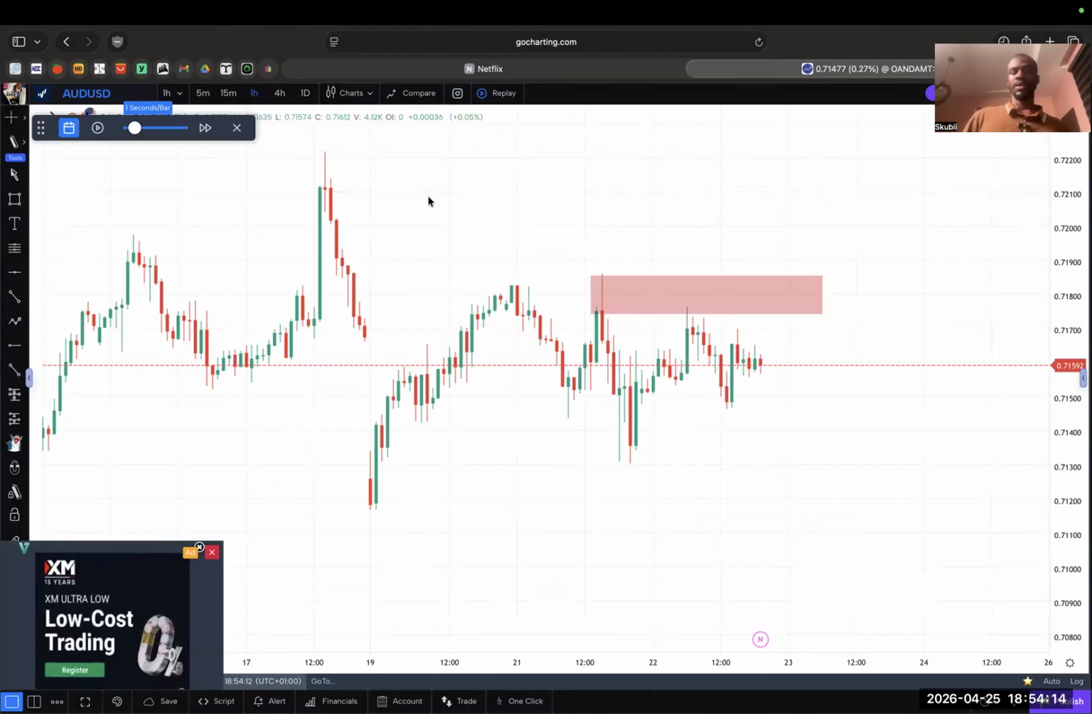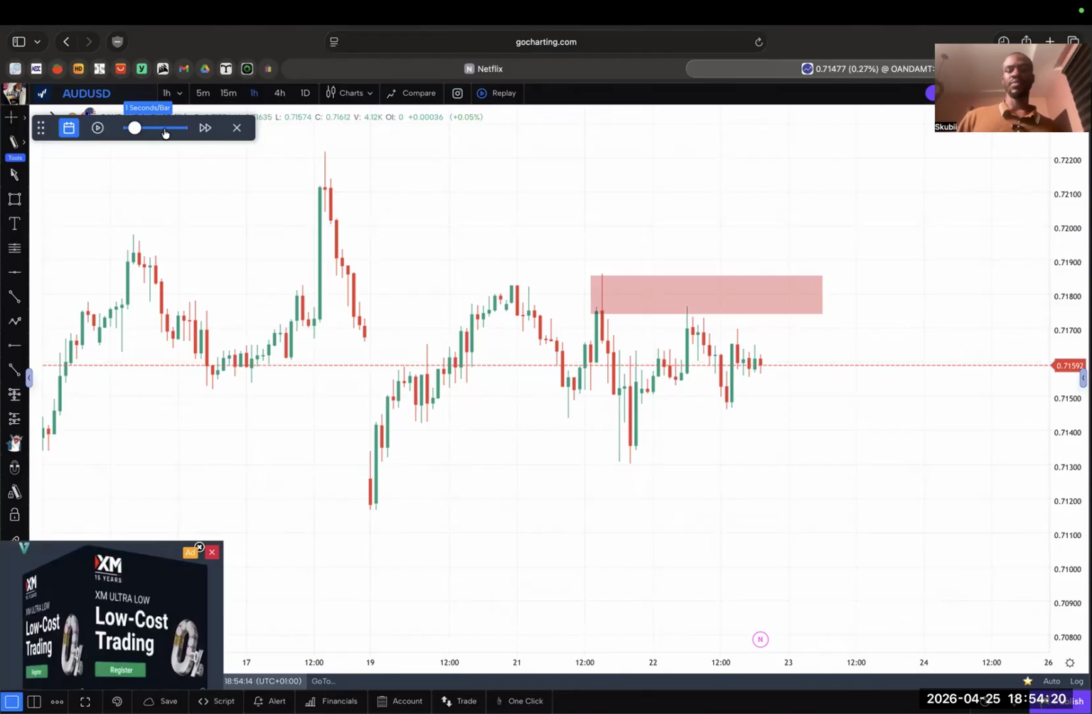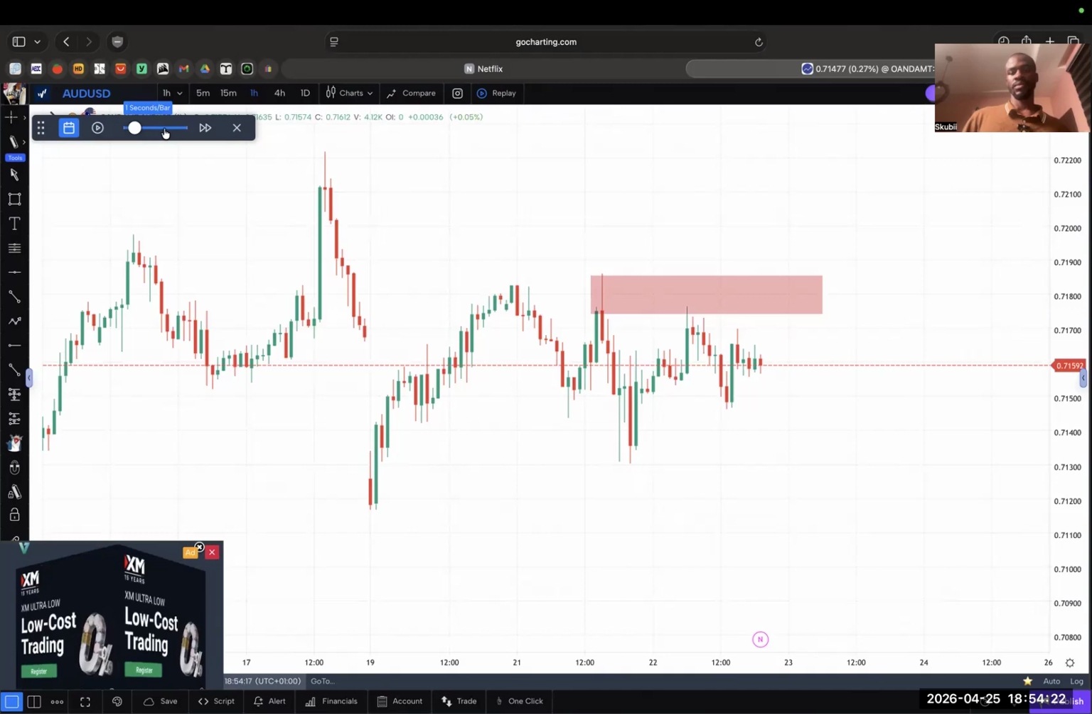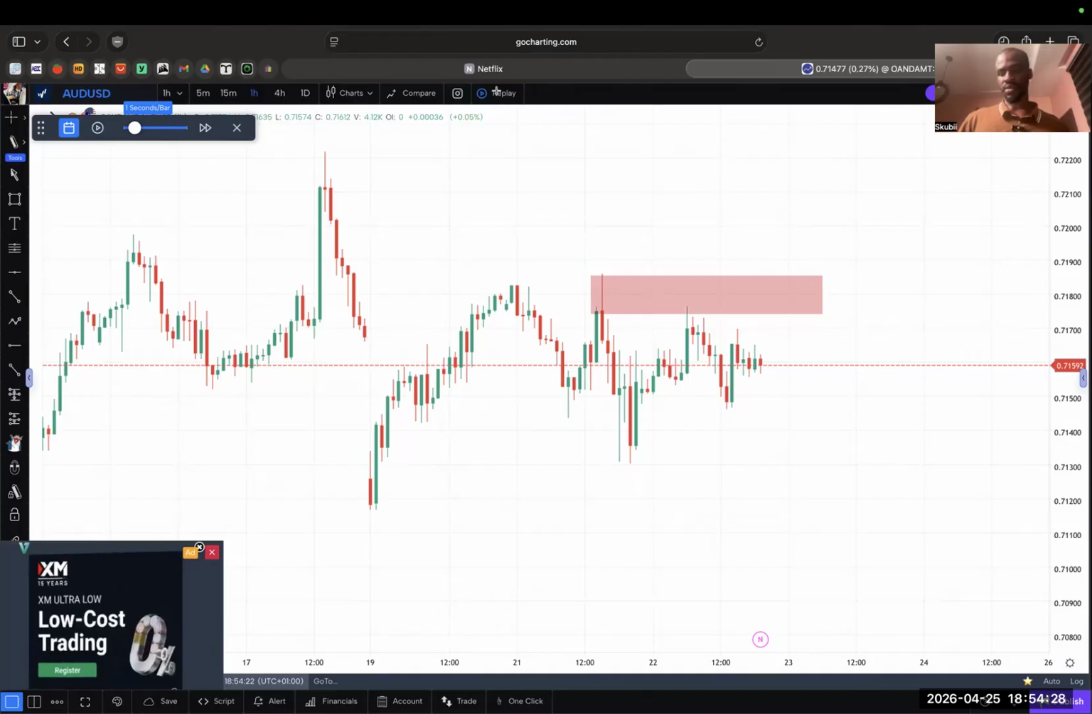Now let's look at something like gold. Let's just look at the other opportunity I said I missed on AUDUSD, and I think it was this one. I think so. Oh, was it that one? Let me see. No, it was this one here. Yes, it was this one here.